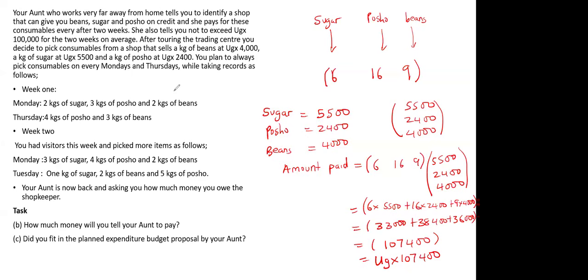Since we have more money than the one my auntie proposed, our amount is 107,400, and she only budgeted for 100,000. So I subtracted 100,000 from 107,400 and got 7,400. Then I concluded by saying, no, I did not fit in the planned expenditure budget proposal made by my auntie because the amount exceeds by Uganda shillings 7,400.